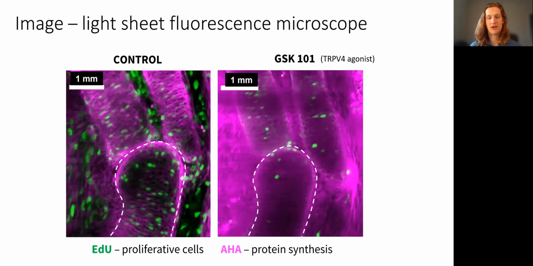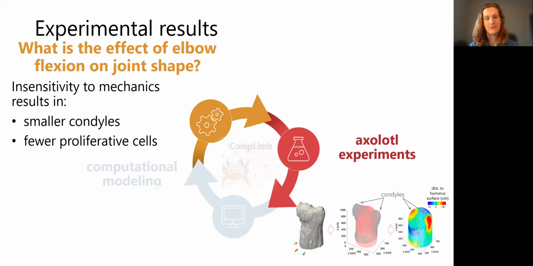Light sheet fluorescence microscopy images were taken of regrown axolotl forelimbs in order to quantify differences between a control group, shown on the left, and a group with blocked mechanosensitivity, shown on the right. Humeri and joint shape were analyzed along with the quantification of proliferative cells, shown in green. Cell counts were obtained using a deep learning algorithm called StarDist. Based on analysis of this experimental data, insensitivity to mechanics was shown to result in smaller condyles and fewer proliferative cells.